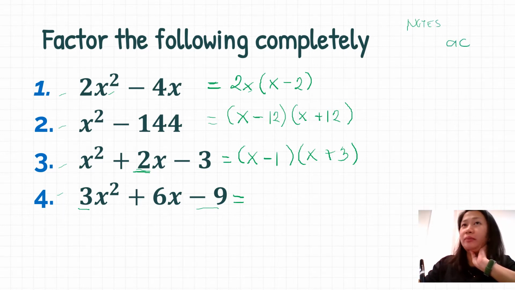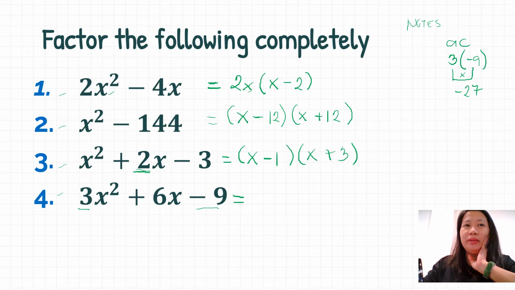When we say AC method, you will get the A. What's your A? 3. And what is your C? Negative 9. Multiply mo lang po silang dalawa. Multiply 3 times negative 9. That is negative 27. Very good. And then from negative 27, you will find the factors of negative 27 na kapag inadd mo po, the answer will be positive 6. Yan po yun.